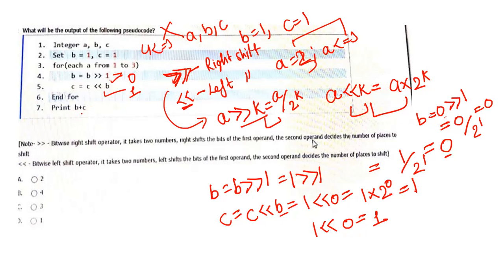And after coming out of the loop, we are doing b plus c. What is the value of b? 0. What is the value of c? 1. 0 plus 1 is going to give us 1, so that will be the correct answer. The correct answer will be 1.